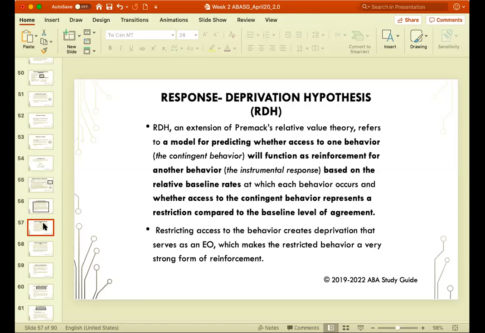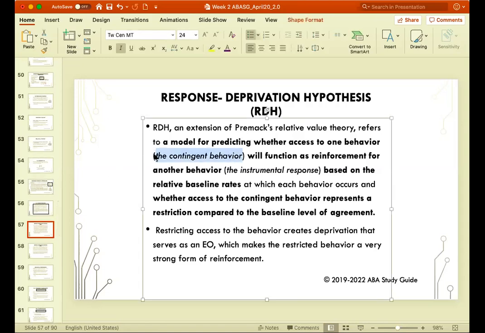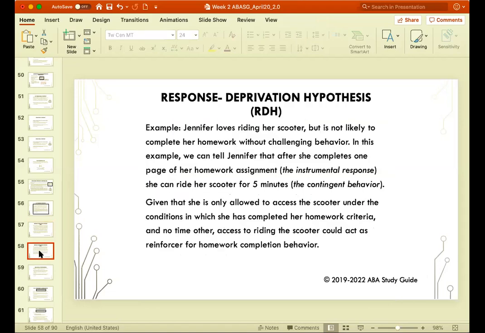I don't like math. I like reading. Reading's okay. I'm more likely to do reading. So reading is going to be my high probability behavior. Reading is the contingent behavior. Okay, so based upon the relative baseline rates, which response deprivation hypothesis is all based upon, access to the contingent behavior represents a restriction compared to the baseline level. Restricting access to behavior creates deprivation that serves as your establishing operation, making the restricted behavior a strong form of reinforcement. So here's our example.